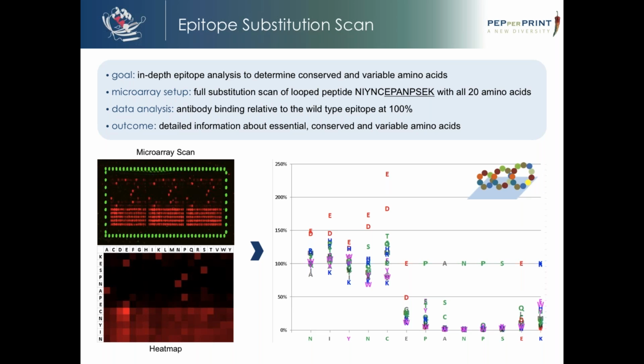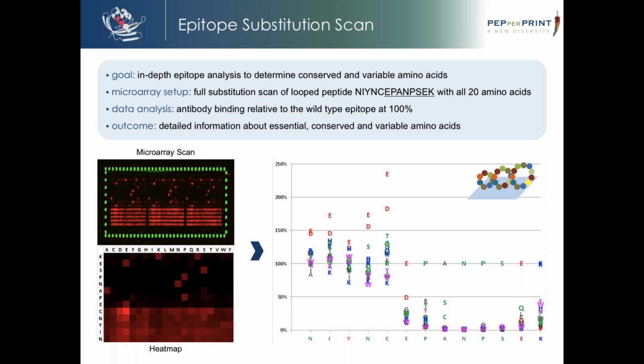So the raw microarray scan highlighted a typical epitope substitution pattern with conserved and variable amino acid positions. For an in-depth analysis, we quantified the microarray data and visualized the substitution pattern in a so-called amino acid plot, as shown on the right.